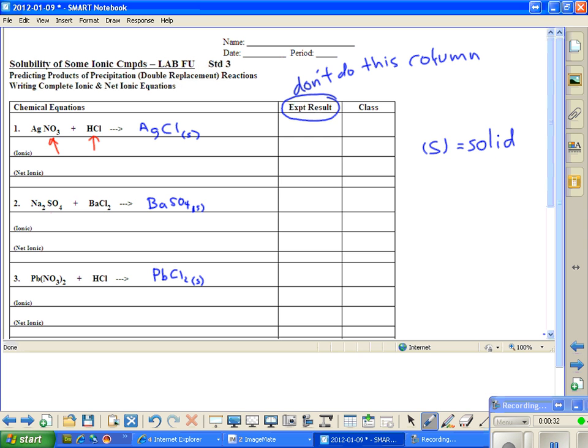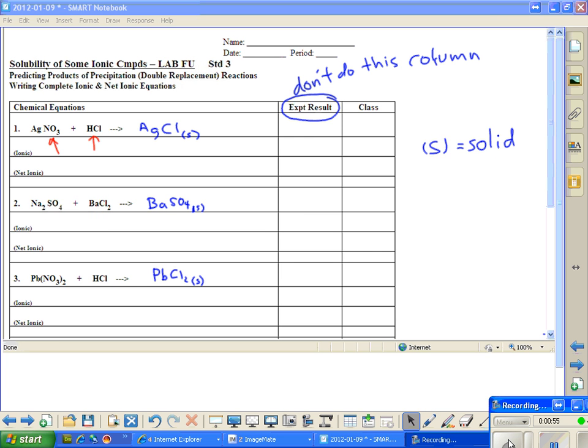Same thing here. With number 2, you're supposed to complete this equation: sodium sulfate and barium chloride. And so what we're doing on the other side is completing it just like we have done in prior assignments. I am going to do a complete explanation of number 2.